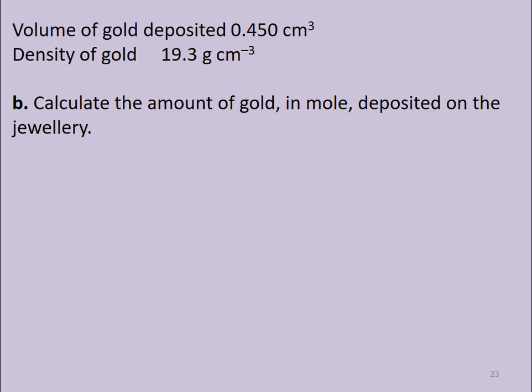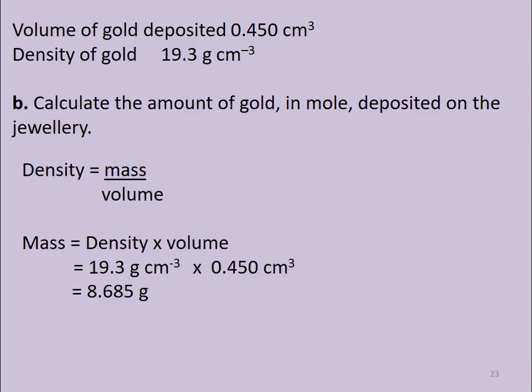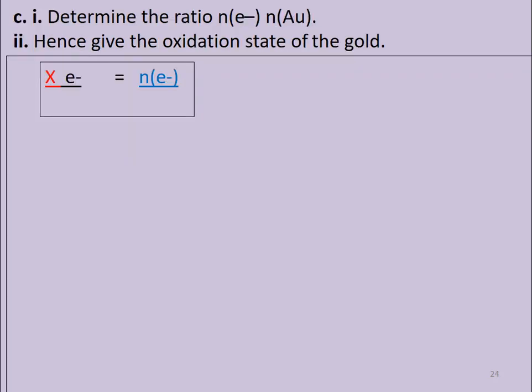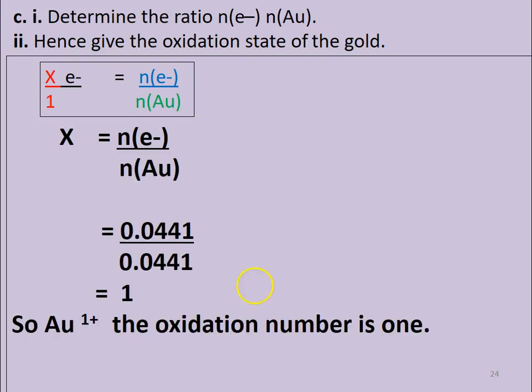So you need to find the amount of gold. So you rearrange the density equation to find the mass of the gold, and then you can use that equation to find the number of moles of the gold. So now we've got our number of moles of electrons and our number of moles of gold. So if we divide those, they're exactly the same number, so we can see that X was 1. This is a 1-to-1 relationship. So the charge on the gold is 1, so the oxidation number is 1.